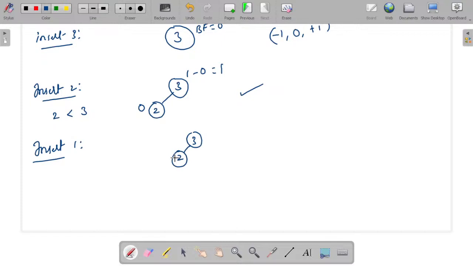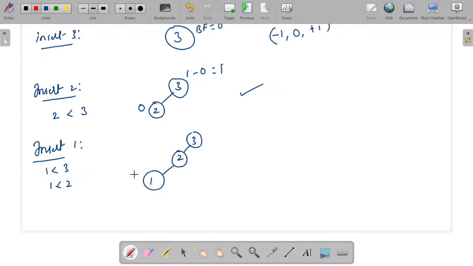And to insert 1, I have to make comparisons again. So 1 is compared with 3, and 1 is smaller than 3. So I have to insert 1 in the left subtree. But the left child of 3 is 2. So the present value to be compared is 2, and again 1 is smaller than 2. So I have to insert 1 as the left child of 2.